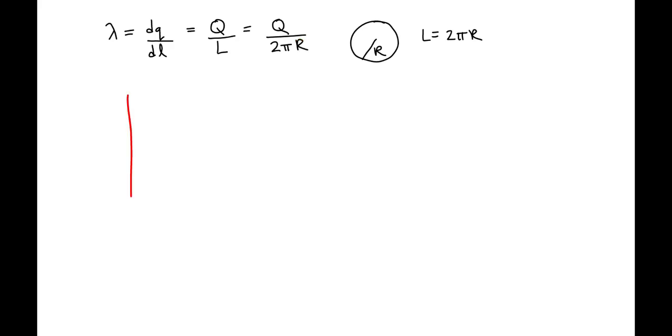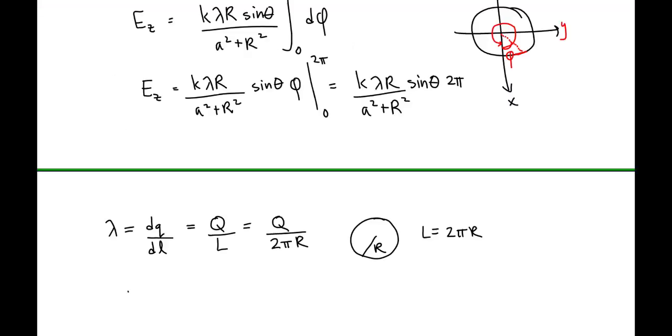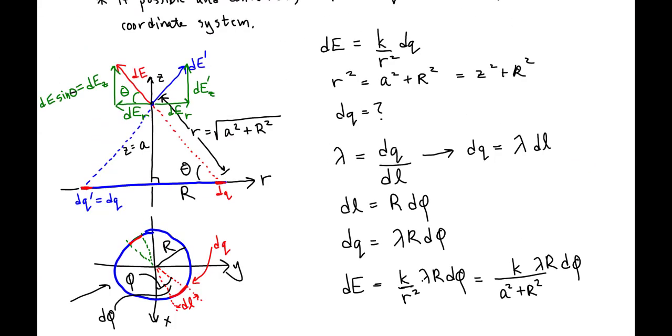To look at sine theta, let's return to our previous graph. So right here, notice that we have theta. We have this right triangle here. The horizontal leg of that right triangle is the radius of the ring. The vertical leg of the right triangle is our point a on the z-axis, and the hypotenuse of that right triangle is the square root of a squared plus r squared.